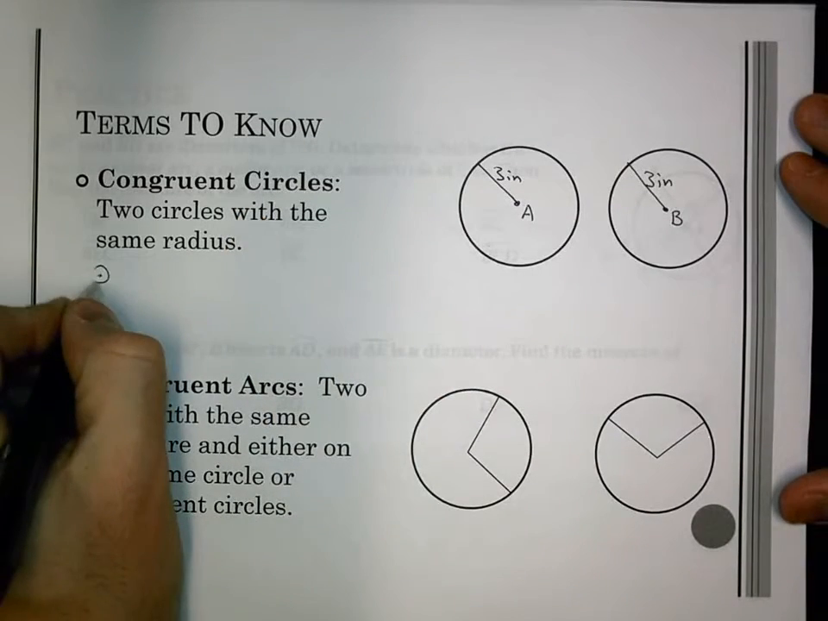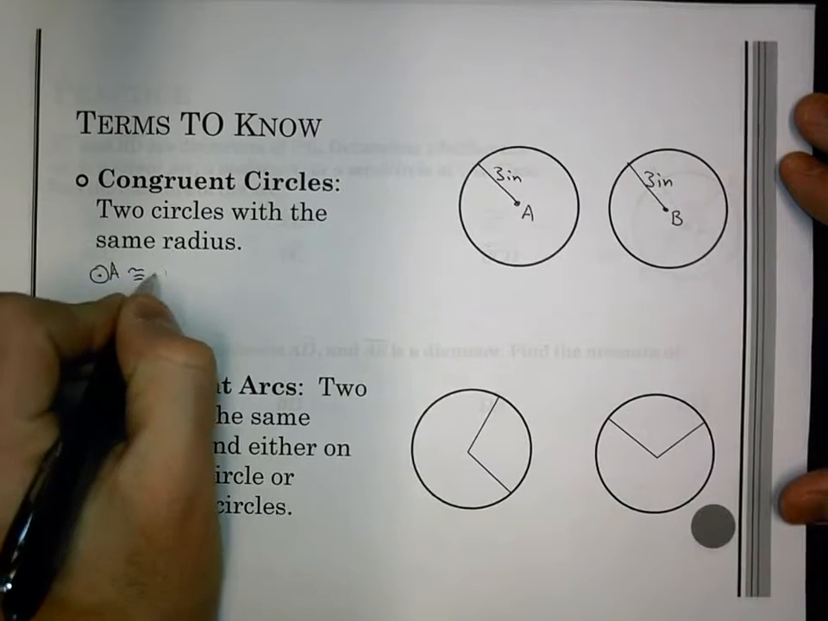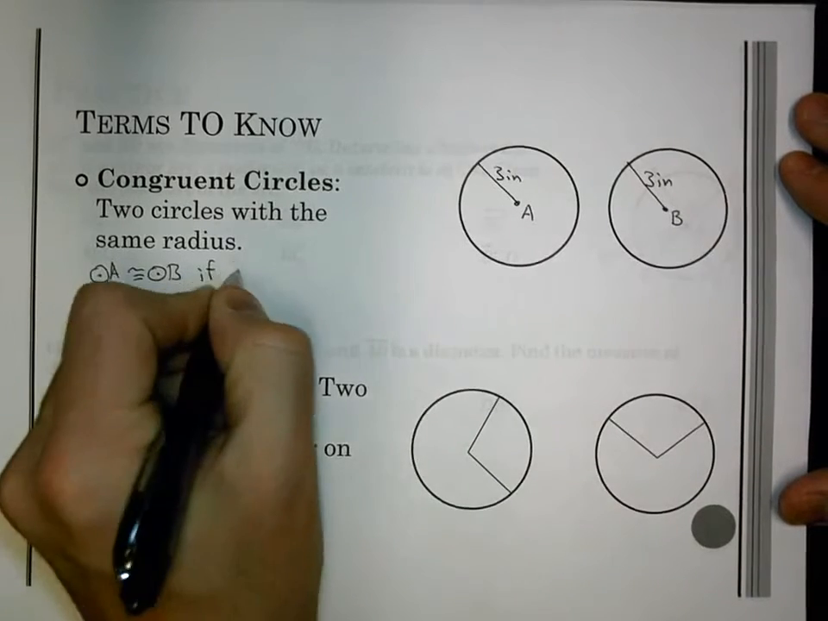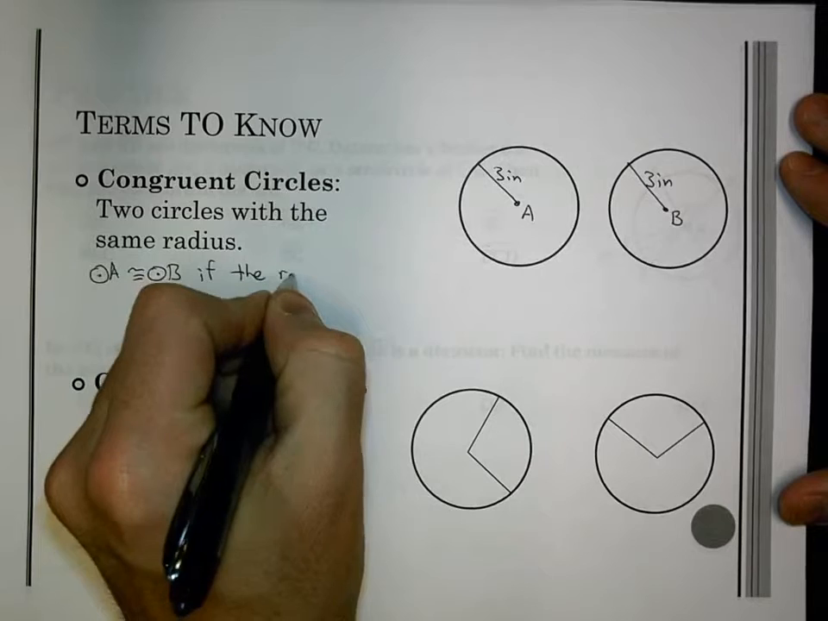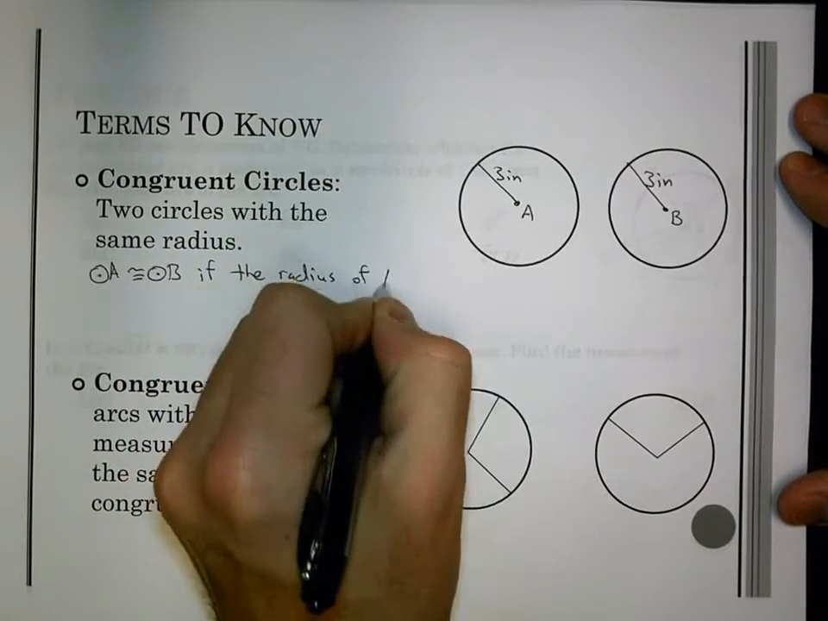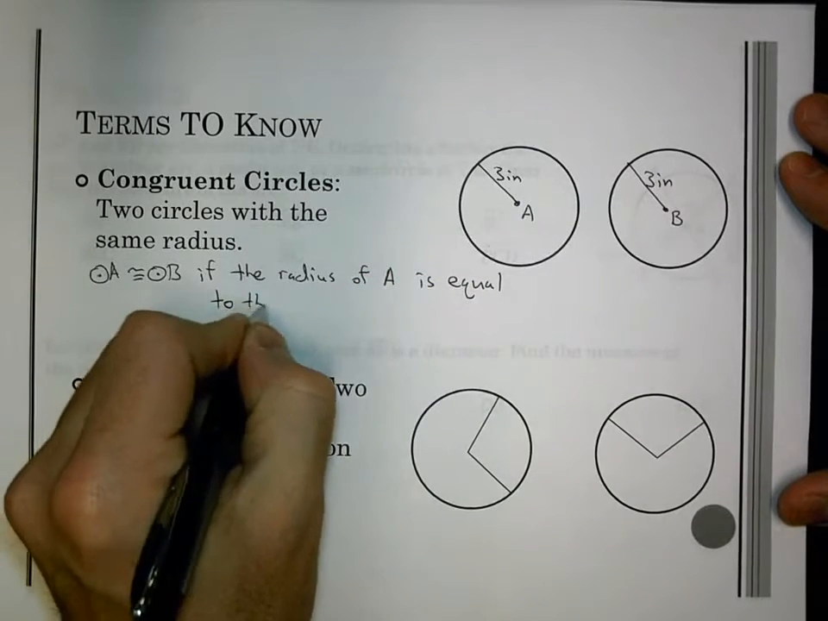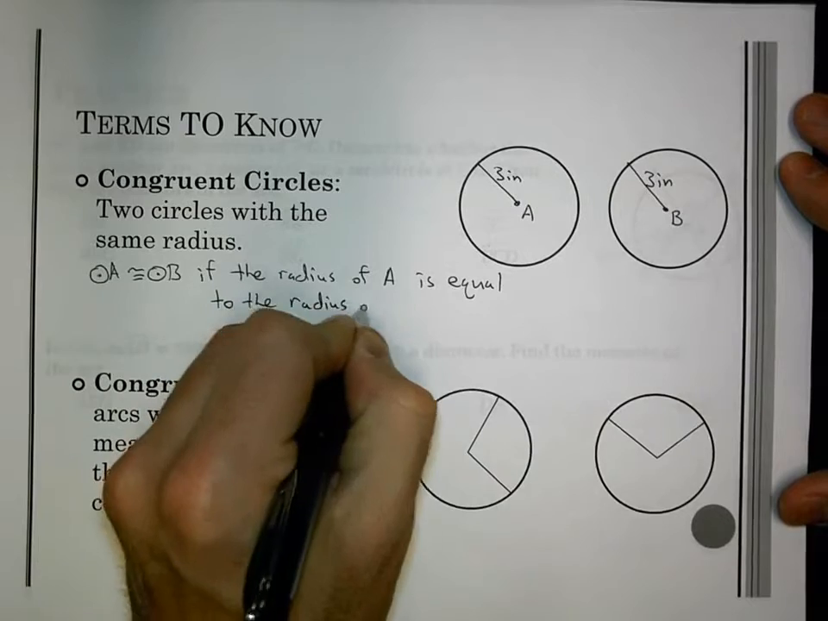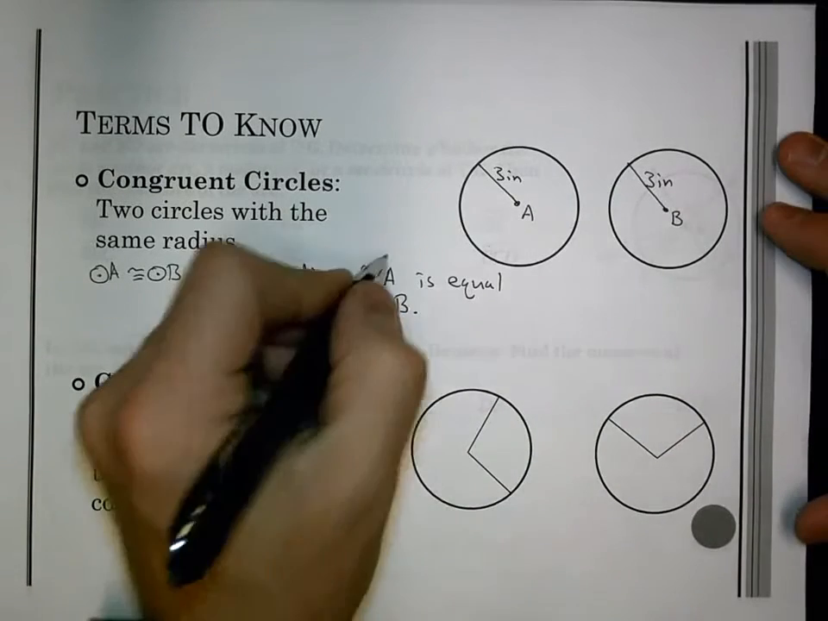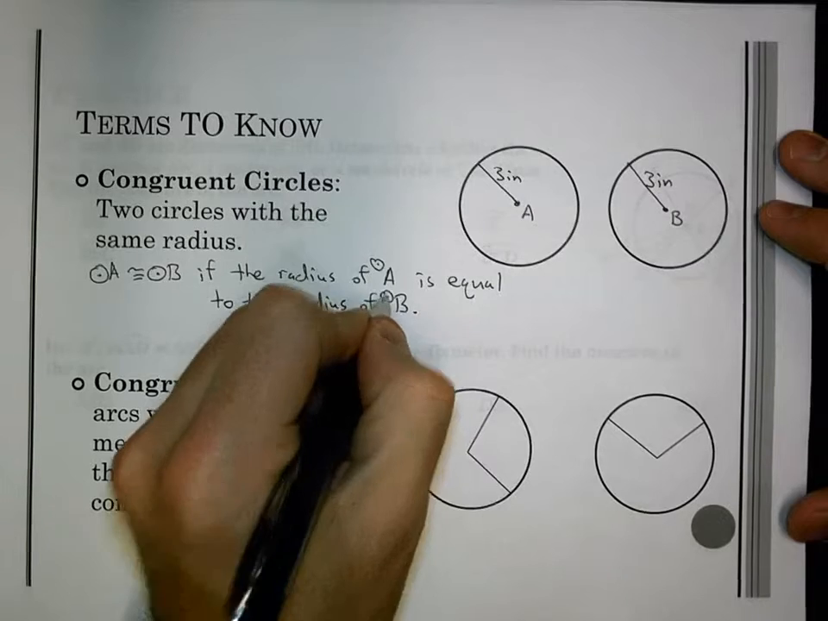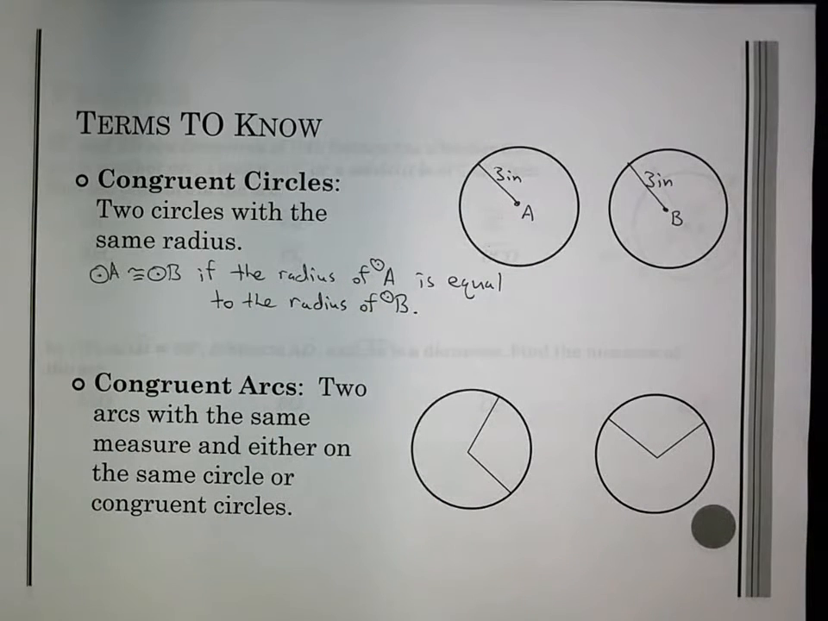So we can even write that. Circle A is congruent to circle B if the radius of A is equal to the radius of B. Say circle A and circle B. Okay, then we go to congruent arcs. Arcs that are going to have the same measure, kind of like congruent angles have the same angle measurement. Same idea here. So, two arcs with the same measure and either on the same circle or congruent circles.